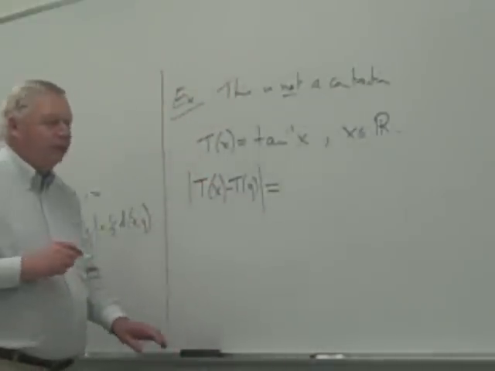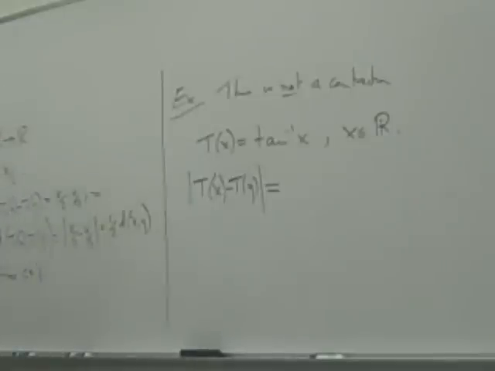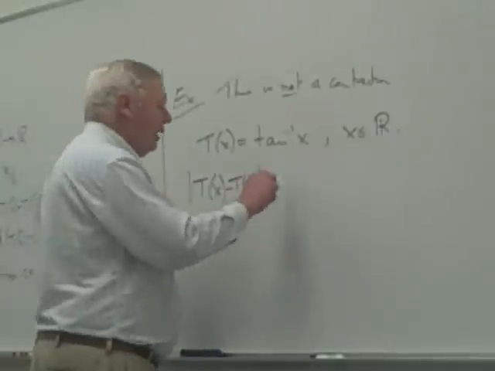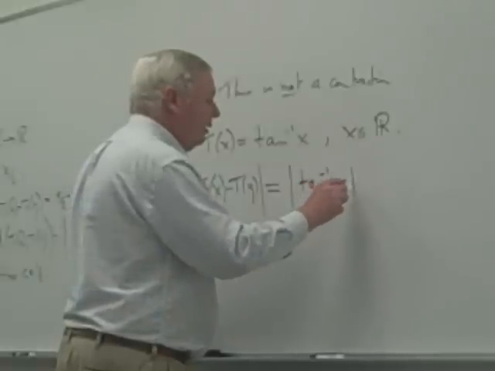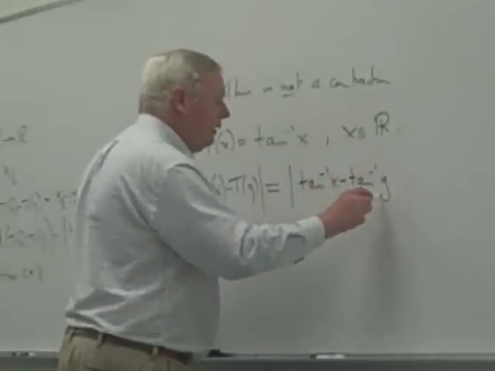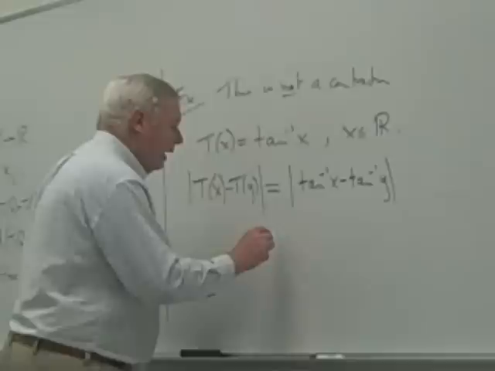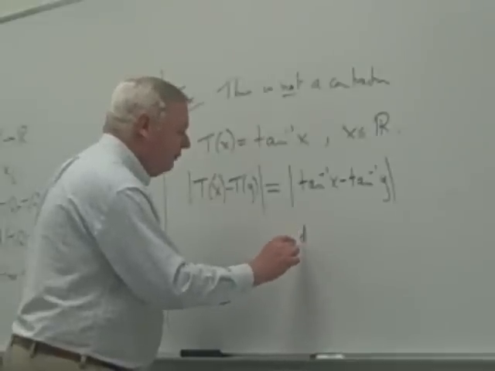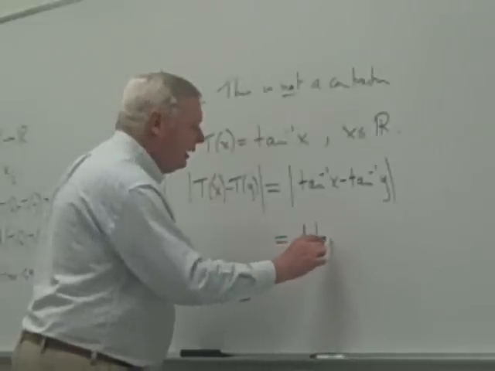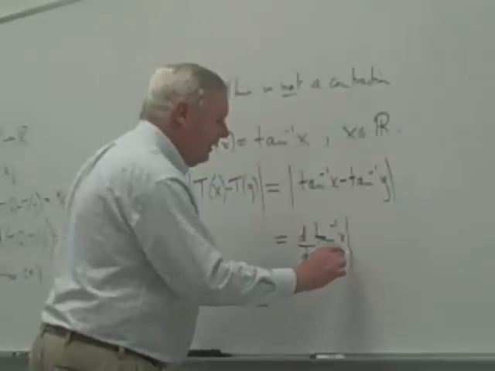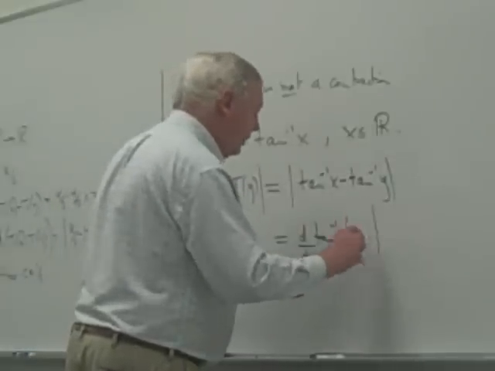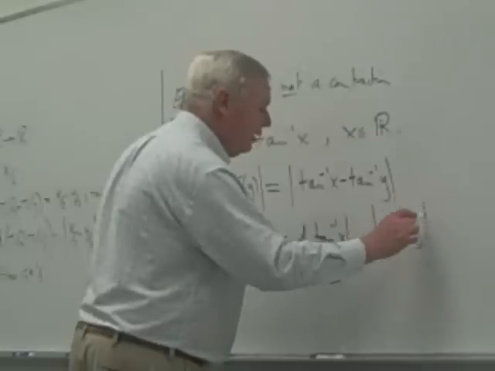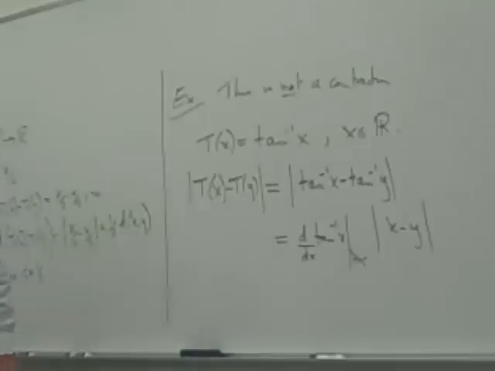One way of deciding whether something's a contraction is to apply the mean value theorem. So the absolute value of T of x minus T of y is the absolute value of tan to the minus 1 x minus tan to the minus 1 y. And that is equal to the derivative of tan to the minus 1 evaluated at some point c times the absolute value of x minus y. So there we're applying the mean value theorem.